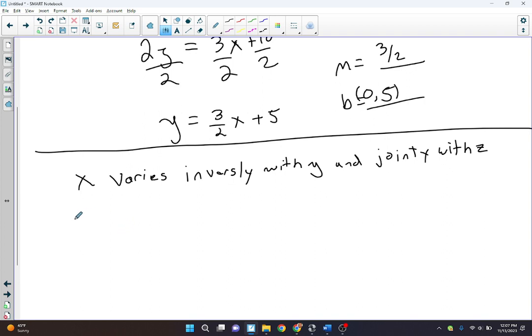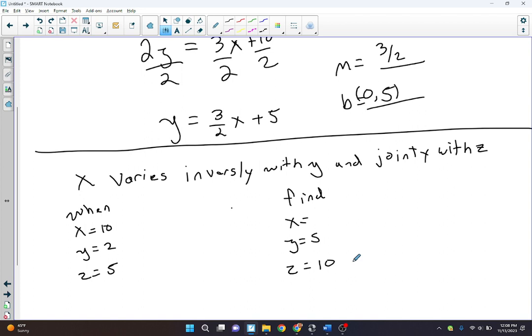The first one is when x equals 10, y equals 2, and z equals 5. Okay? Please find x when y is 5 and z is 10, let's just say.